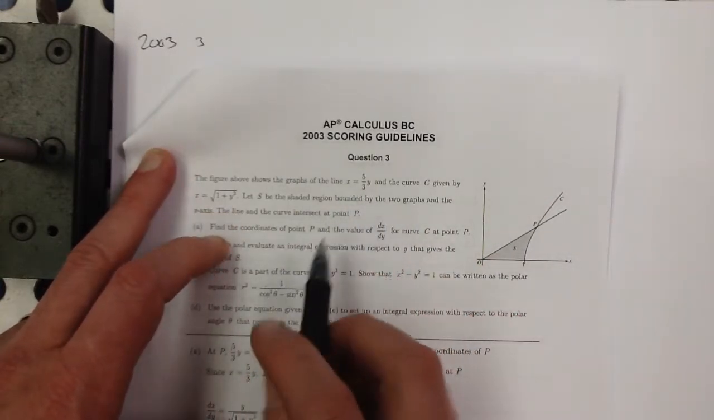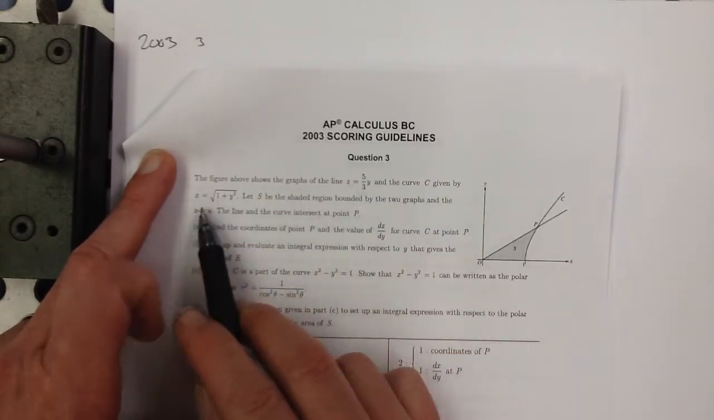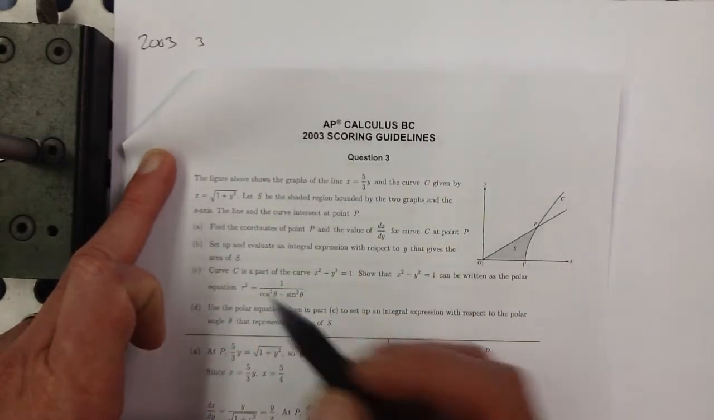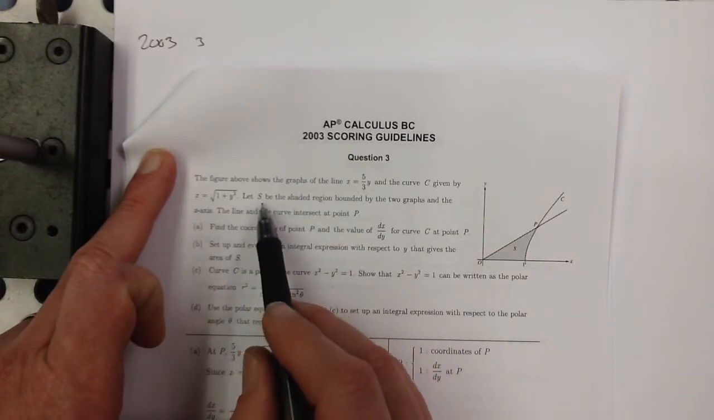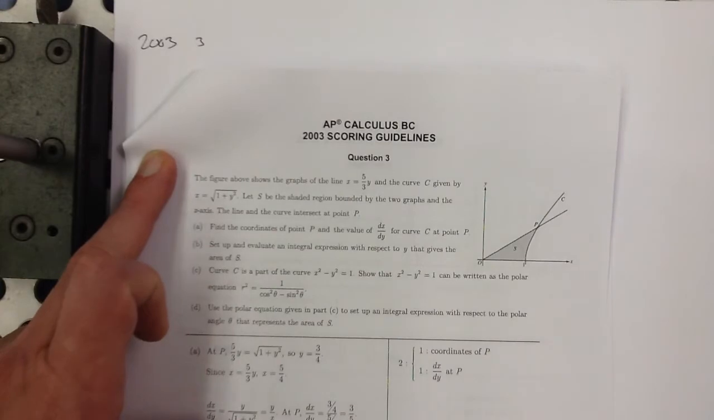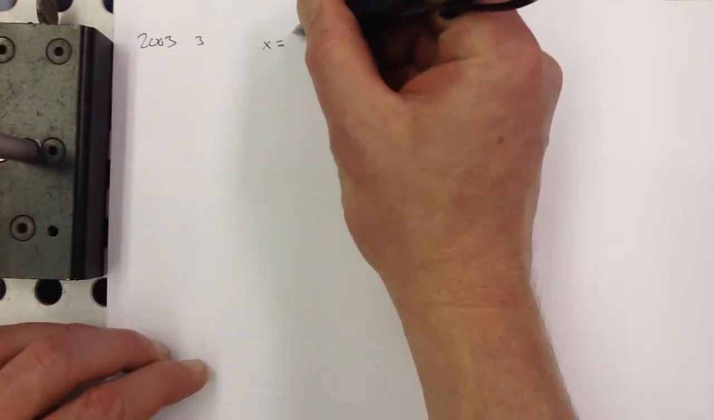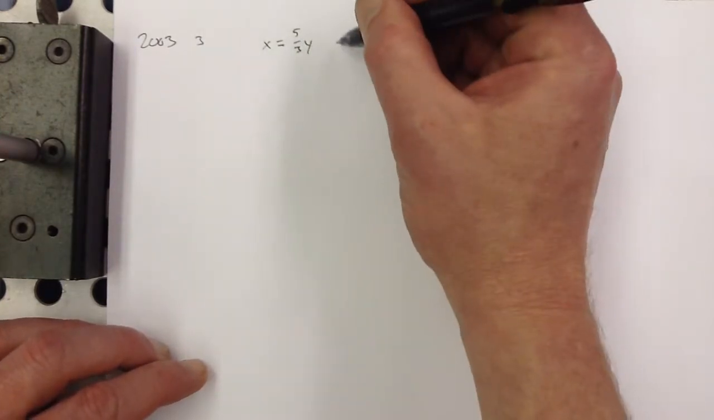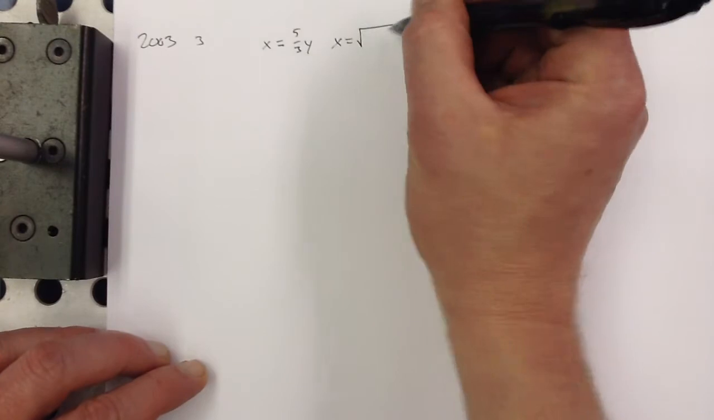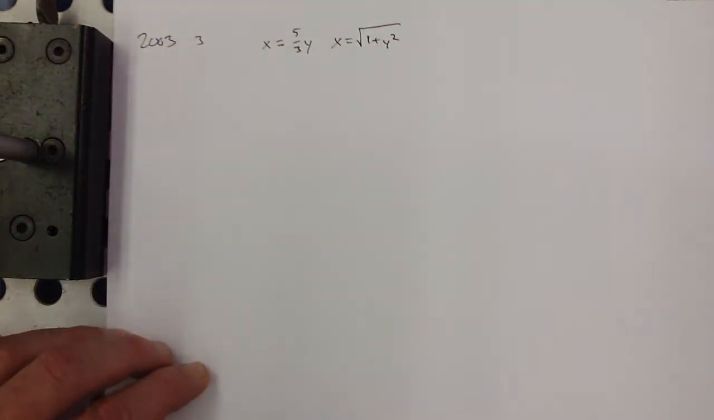Makes me think of dy stuff. We'll see if that's coming. And the curve C given by x equals, it's a piece of a hyperbola. Let S be the shaded region and the line, and they intersect there. So first thing we're supposed to do is, given these two curves, x equals 5/3 y and x equals the square root of 1 plus y squared, we're supposed to find the intersection point, P.